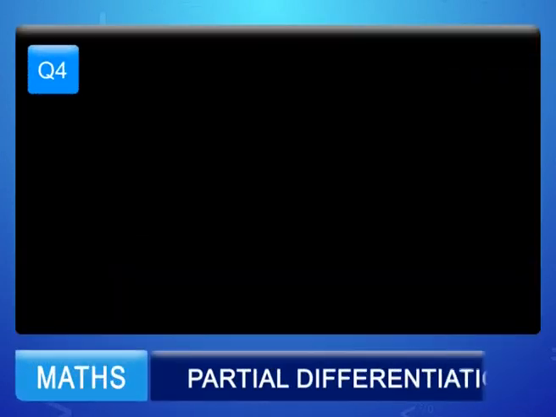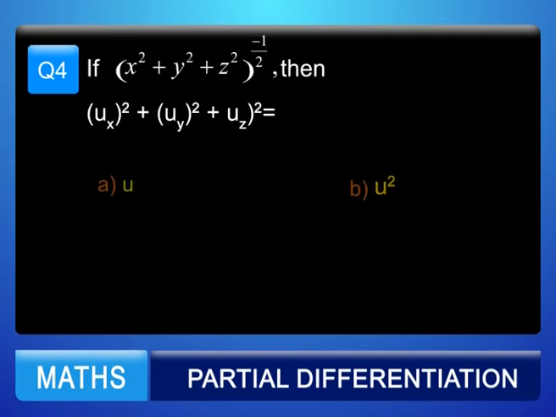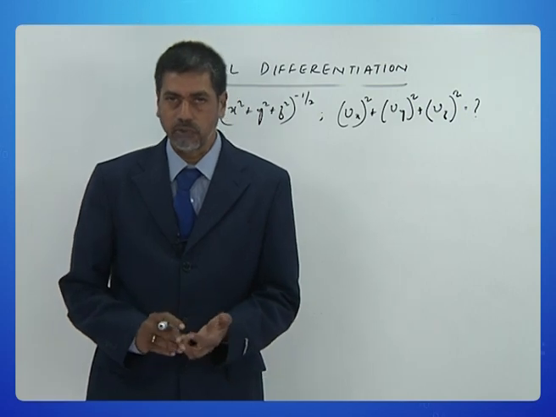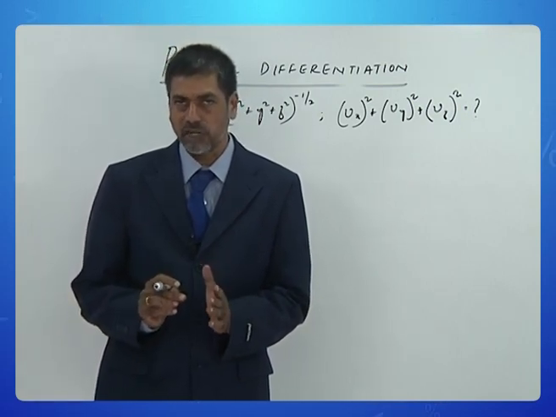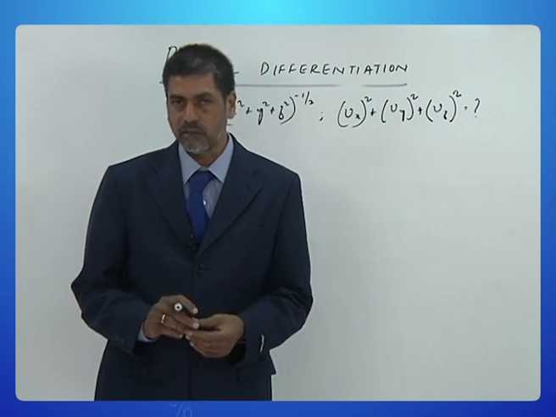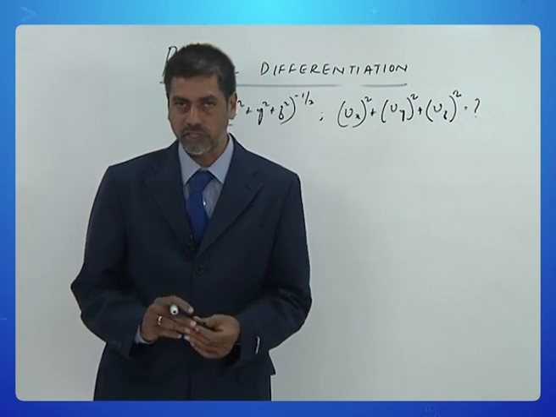The problem is, if u is equal to x squared plus y squared plus z squared whole power minus half, what is the output of ux whole squared plus uy whole squared plus uz whole squared? This is a plain differentiation problem, but handling the function and its derivatives carefully can make the entire exercise very, very easy.